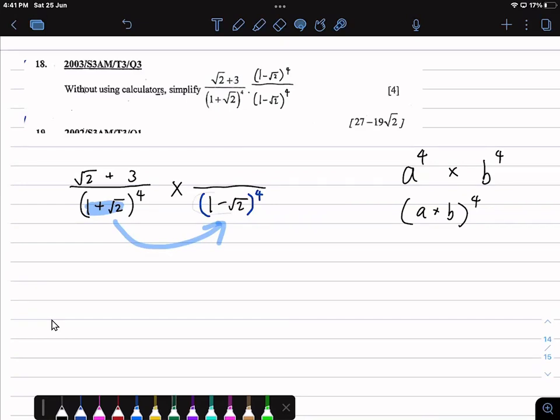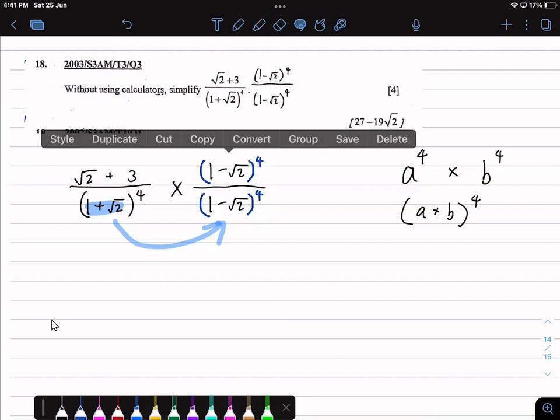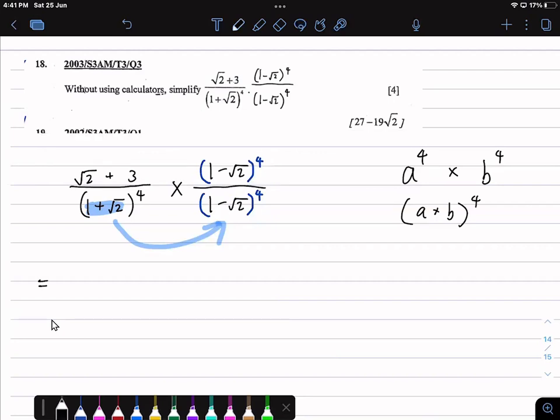So if you multiply by 1 minus root 2 to the power 4 at the bottom, you also need to multiply by the same thing at the top. Now we simplify: root 2 plus 3, power 4. That seems familiar, binomial expansion. I'll just draw the triangle because I am lazy to write down 4 choose 0, 4 choose 1, 4 choose 2. You get the answer straight away: 1, 4, 6, 4, 1.